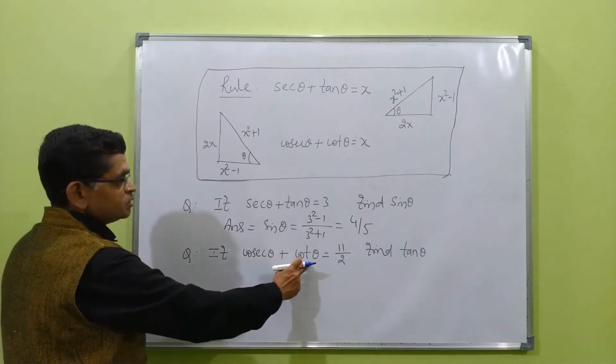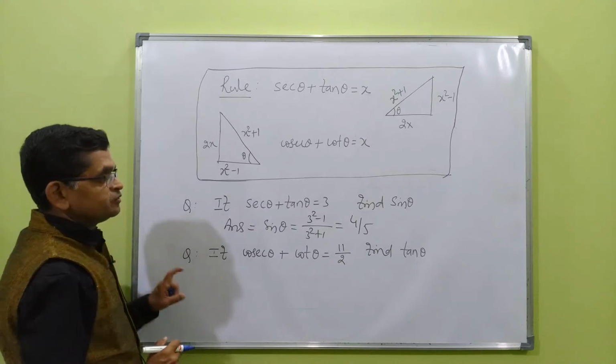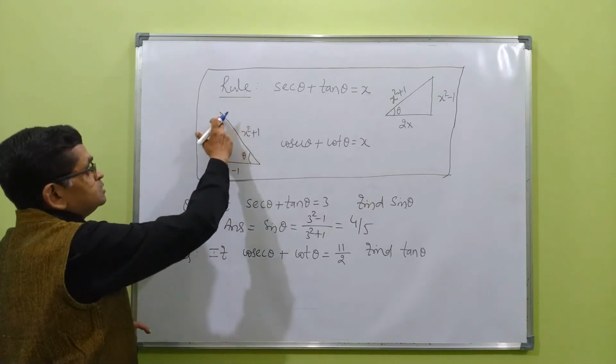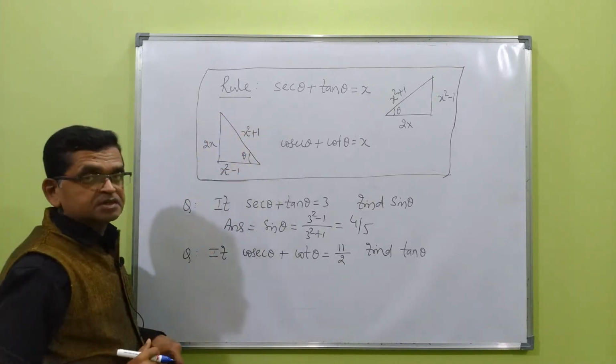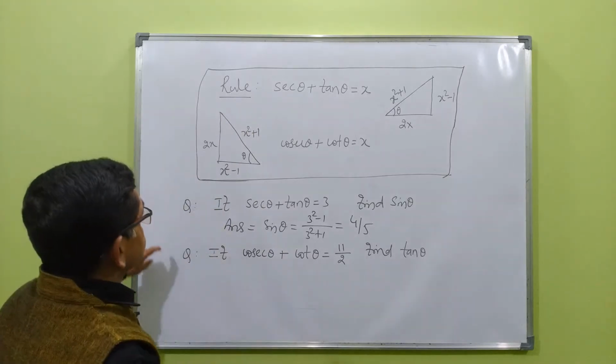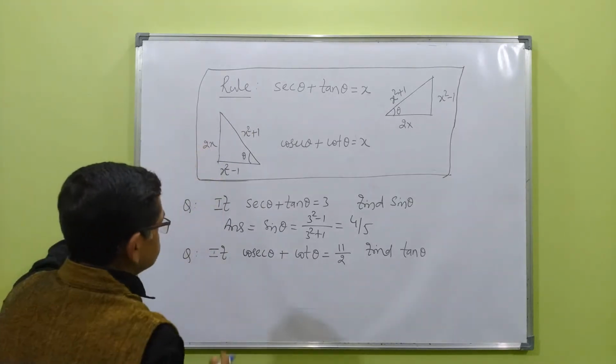Cosecant θ plus cot θ is equal to 11 by 2. Then find tan θ. So now you have to consider this triangle. tan θ is opposite side by adjacent side.